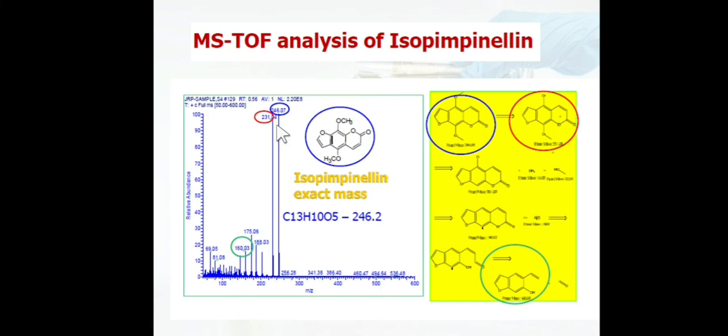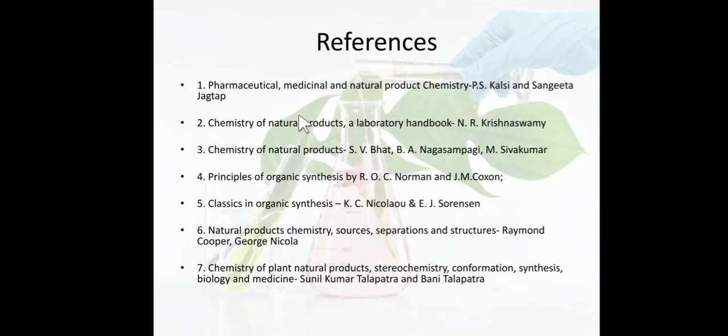Okay, now the next compound is isopimpinellin. Isopimpinellin has the mass 246 and we get the mass at 246.07. This is a very easy and accurate technique for the identification of natural products. So all these techniques help us for structure elucidation. In detail we have studied all these techniques in our previous papers or last semester. So friends, this is all about the structural identification of natural products by spectroscopic methods.